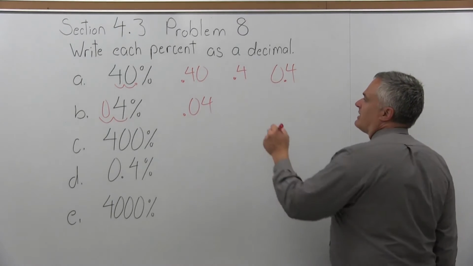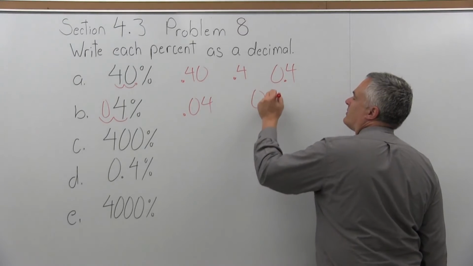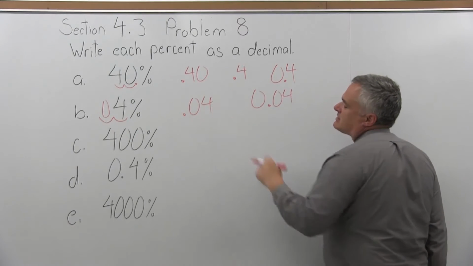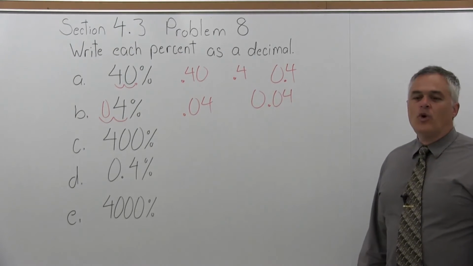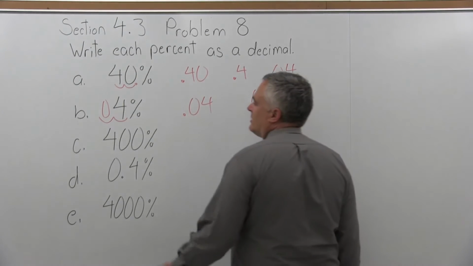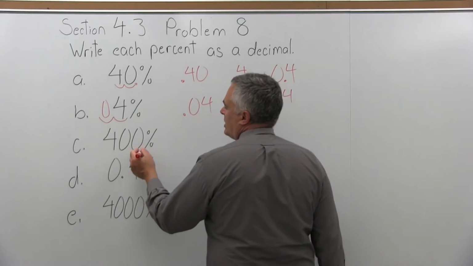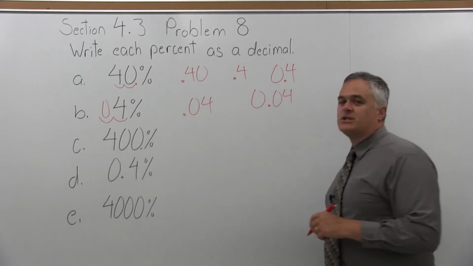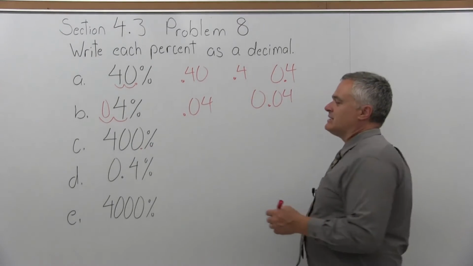Now again, some people like to have the 0 in front, like a calculator would write it that way, so you can write it like that. I'd probably just write 0.04, but these are the same. 400%, write it as a decimal. So take the decimal point where it's written. It's not written in the problem, but it's assumed to be at the far right, like after the last 0.